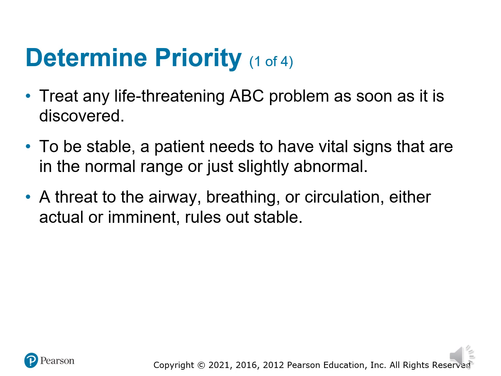Next, you're going to determine the priority. You're going to treat any life-threatening ABC problems as soon as they are discovered. To be stable, a patient needs to have vital signs that are within the normal range or just slightly abnormal. And a threat to the airway, breathing, or circulation, either actual or imminent, rules out stable.